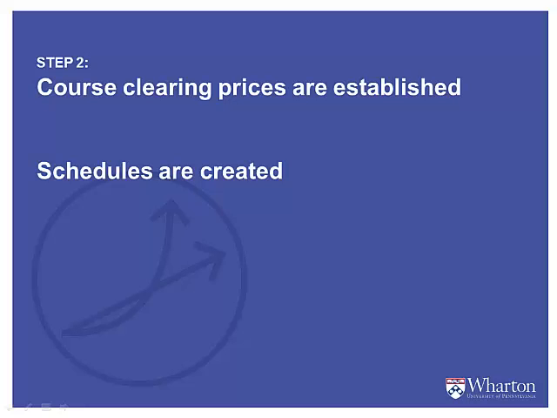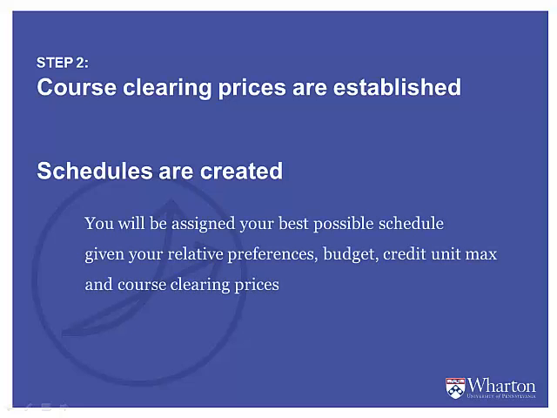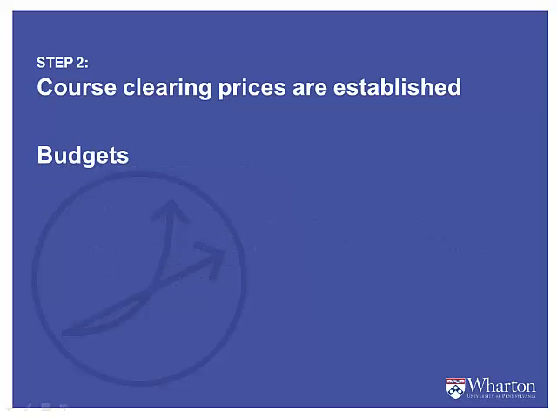Once clearing prices are established, CourseMatch uses your budget to buy your schedule, but not just any schedule. CourseMatch ensures that you are assigned your best possible schedule given your relative utilities, budget, credit unit maximum, and course clearing prices. You can't do any better, and that's true for every student. Your budget of course tokens is good for 1 semester. Unused tokens do not carry over. If you get everything you want at a comparably low price, congratulations. If getting all you want means spending every last token, that's okay too.